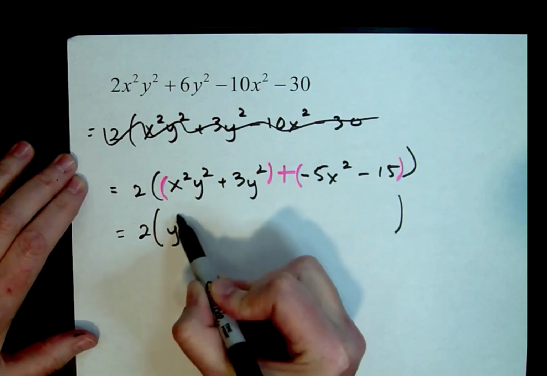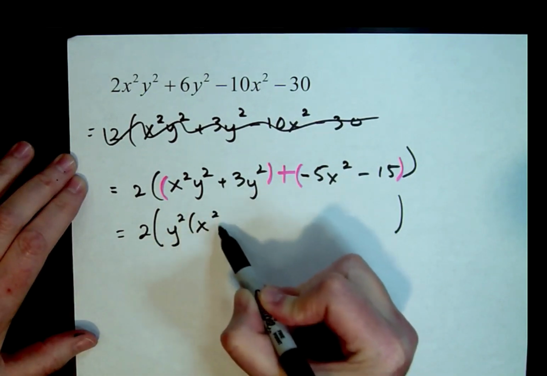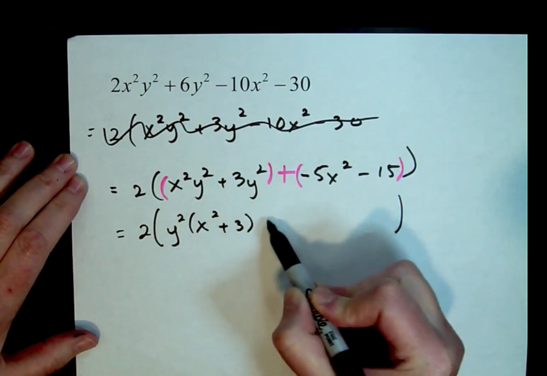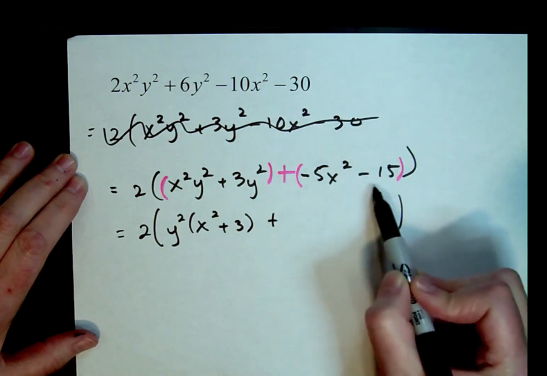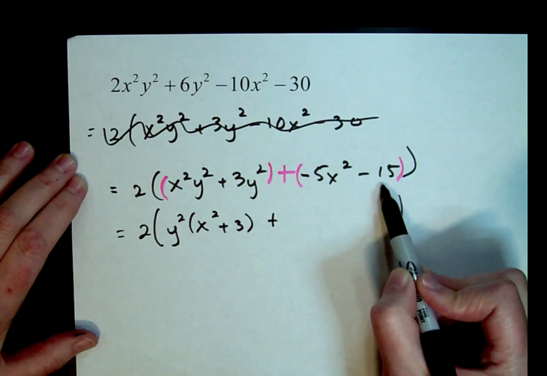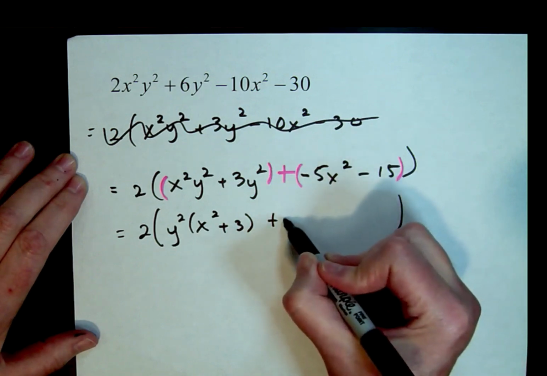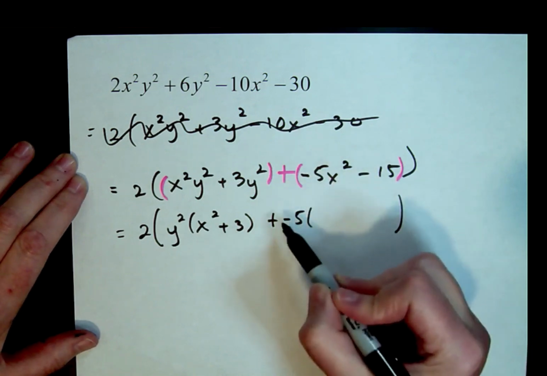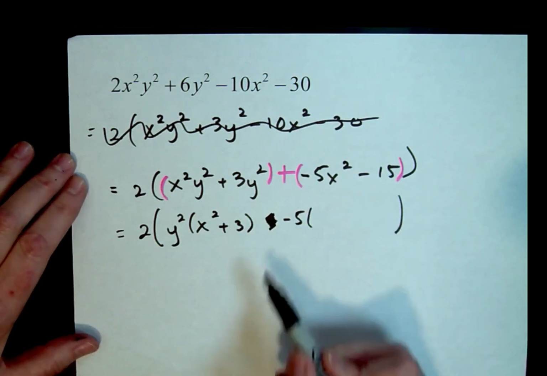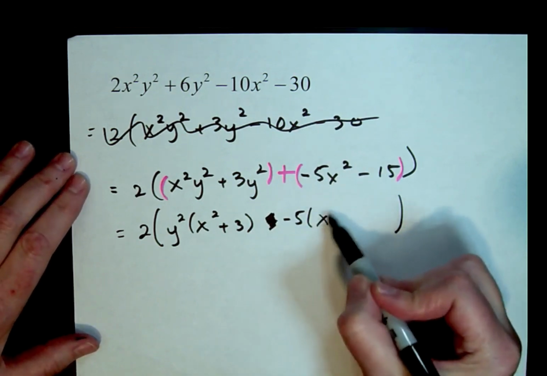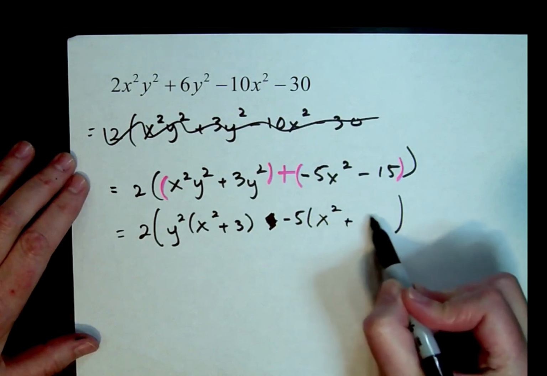And I can take a y squared out of the first set of parentheses, leaving an x squared plus 3. Then I have this plus sign. What can I take out of the second two? I can take out a 5, but let's make it a minus 5. And actually, since I have a minus there, I don't really need that plus sign, because plus minus is the same thing as minus. I'm left with an x squared plus 3.